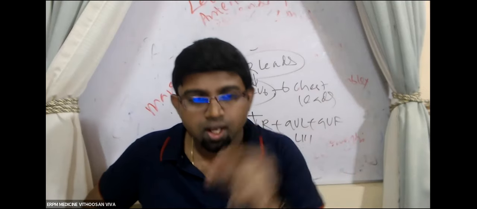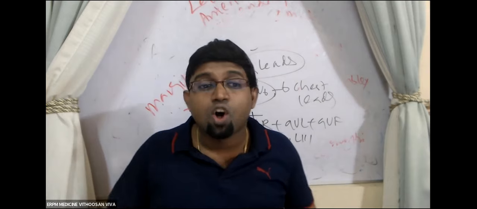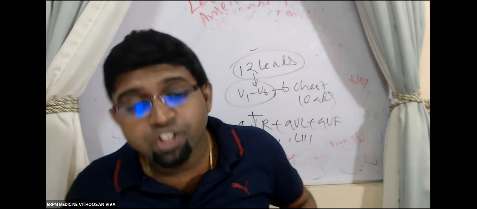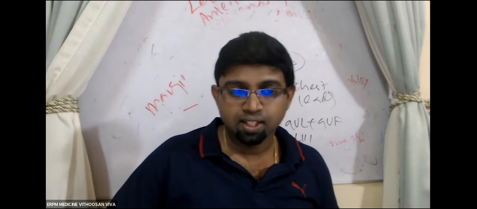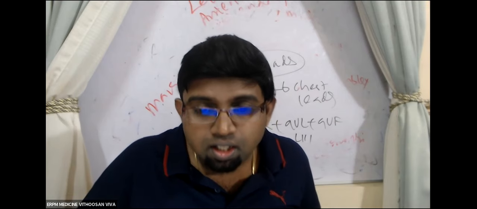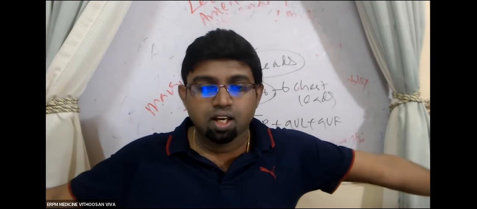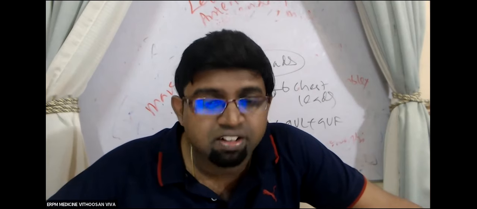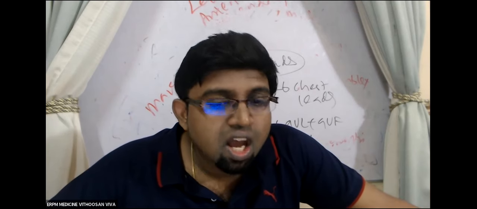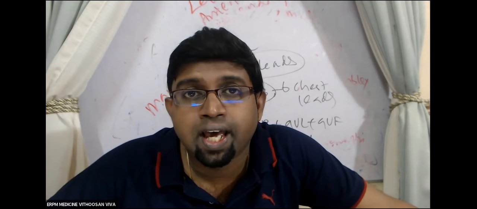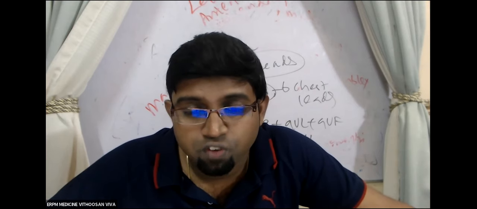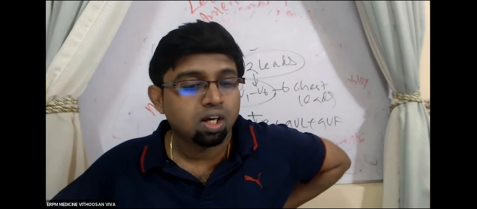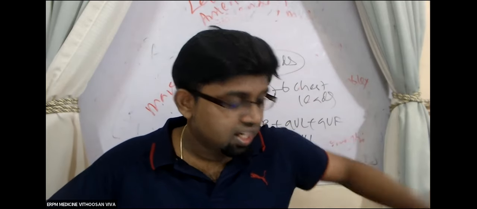Understood? Now, what are the areas of the heart we have not looked at? Posterior surface, not seen by our leads. Posterior surface and the right ventricle of the heart. Our traditional 12 leads are not looking at the posterior surface of the heart. We have not put anything to see the back.